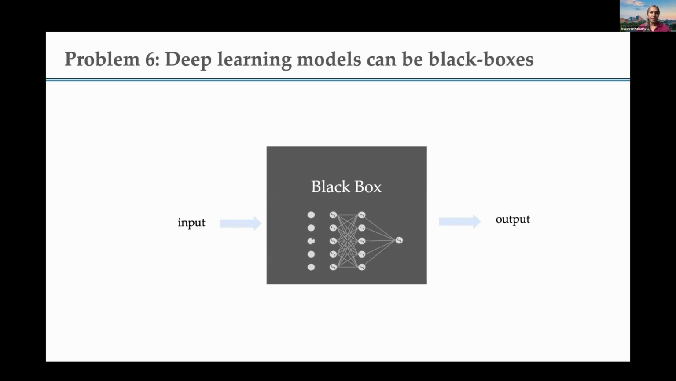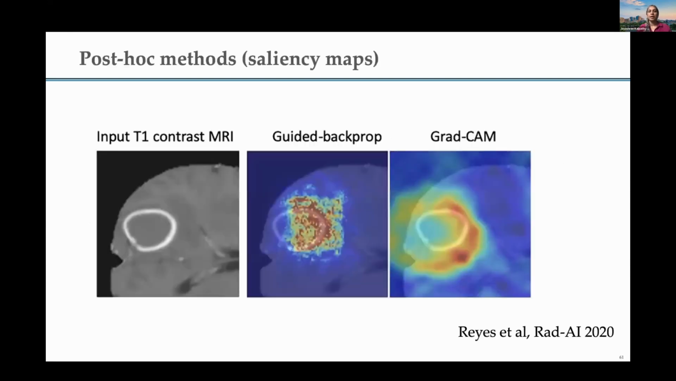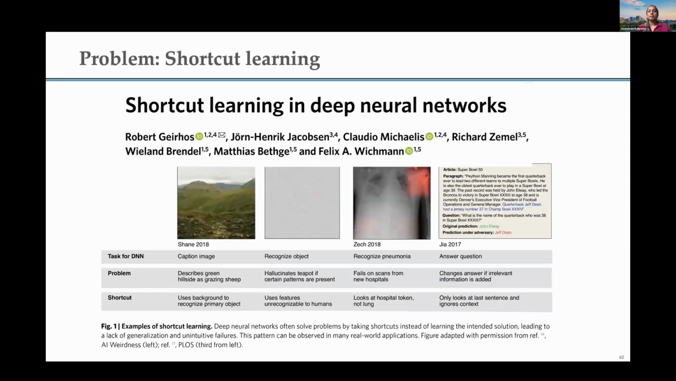The next topic I want to touch upon is this notion of black boxes. Deep learning models are often considered to be black boxes in the sense that you have an input, something magical happens inside, and you have an output. There are many post hoc methods people have used, such as GradCams or saliency map approaches. And this is fairly common in the literature in radiology.